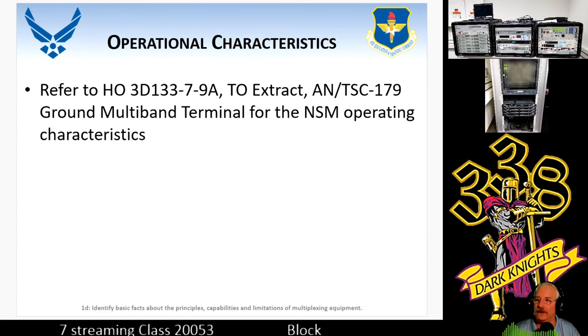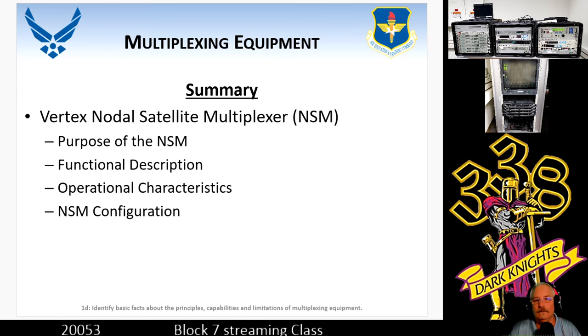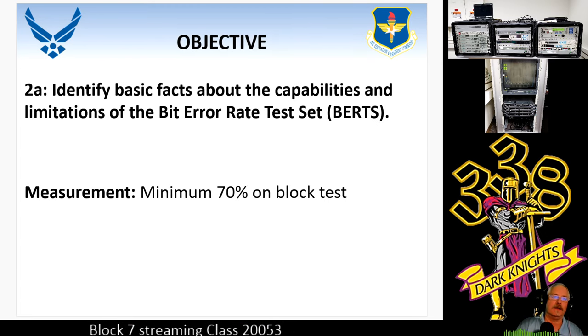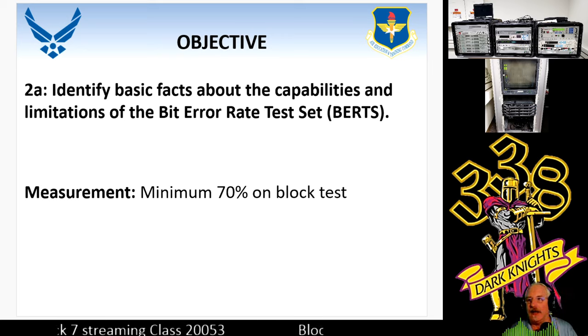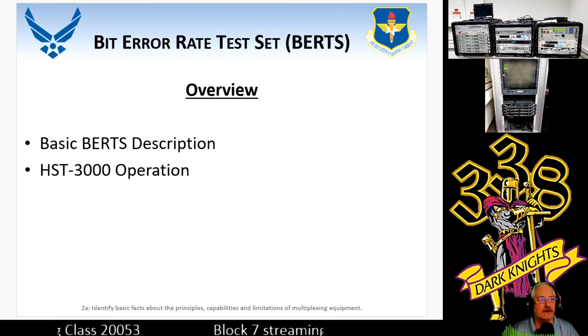And of course, we're going to go to this tech manual here in just a few minutes after we cover the HST 3000. Again, this is all being pulled from the TSC 179. We'll get to everything here in just a moment. I just wanted to breeze through that so we can get to alpha, identify basic facts about the capabilities and limitations of the BERTS, bit error rate test set. Again, 70% on the test. That's what you need. Now, you guys have already played with the BERTS, better known as the HST-3000. Now, with this BERTS, the HST are the same.